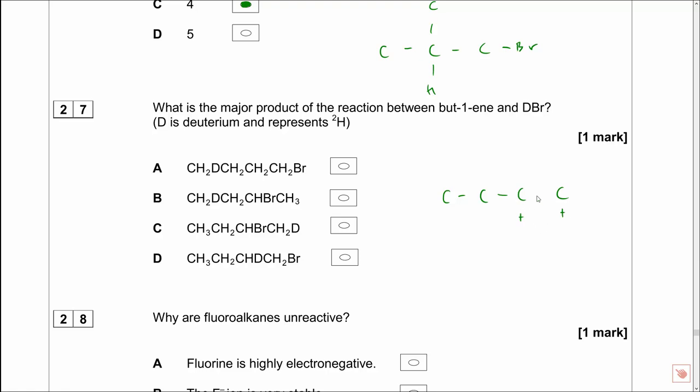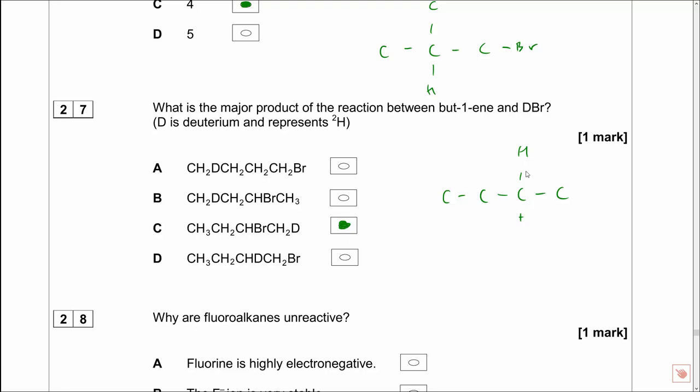Or there, we'd want it to be there, so our secondary carbocation, that would be the best bit there, that would be the more likely to be the major product formed. So therefore we're looking for 1, 2, 3, it's got to be this one, it's got to be C, surely, yeah.